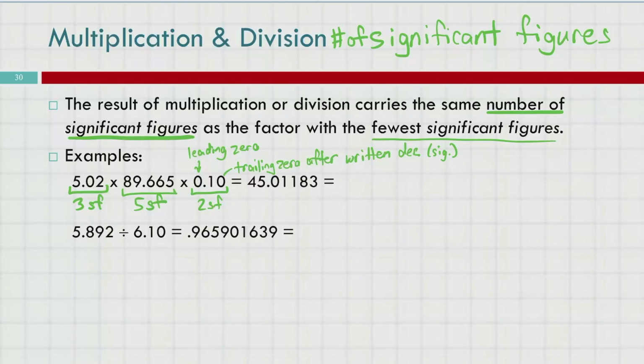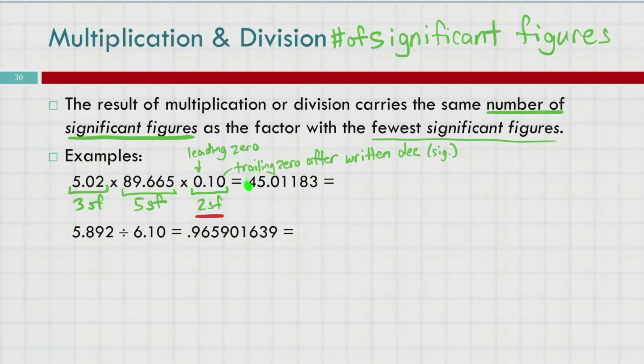Which of our terms, what's the fewest number of significant figures that we have? 2, right? 2 is the smallest number. We've got 3, 5, and 2. 2 is what we are going to select. So that's the number of significant figures that we'll round to in our answer.